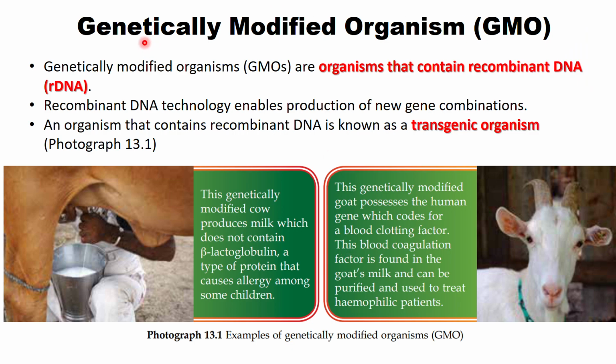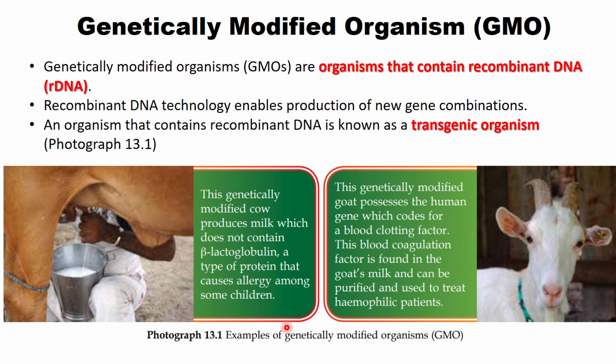Before that, let's look at the term genetically modified organisms, in short GMO. Genetically modified organisms, or the GMOs, are organisms that contain recombinant DNA, the rDNA. Recombinant DNA technology enables production of new gene combinations. And therefore, organisms that contain recombinant DNA are known as transgenic organisms. So in other words, GMO and transgenic organisms are the same. Okay, so let's look at examples.